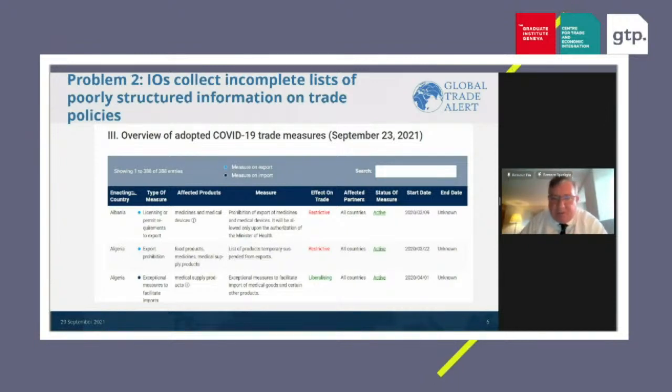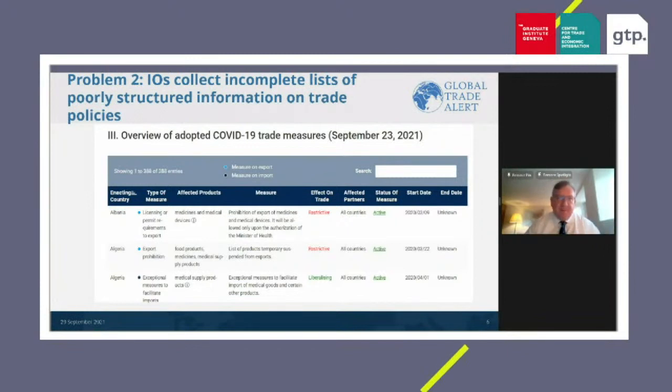In fact, we have been able to document 1,173 of exactly the same types of policy interventions covering the same goods. And so there's an incompleteness in a lot of official collection of information, which we seek to remedy as well. Furthermore, the information is often presented in a way which is not particularly easy to search or to recover. And we have deliberately designed our website to overcome that problem as well.